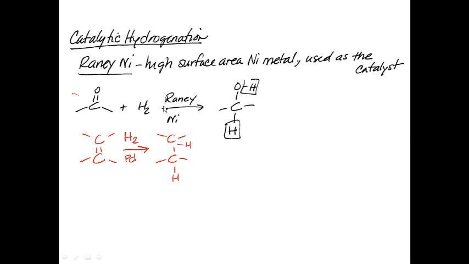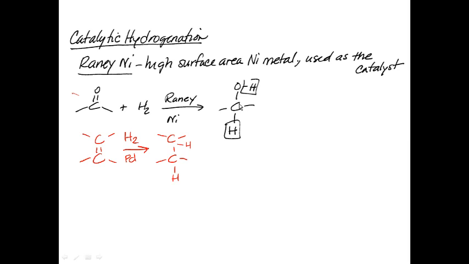If you use hydrogen and Raney nickel, you'll add two hydrogens across the carbon-oxygen double bond, and therefore you'll make an alcohol. Depending on the carbonyl compound you start with, you would make different alcohols. You would make either a primary or a secondary alcohol. It can't make tertiary alcohols because a carbon with three alkyl groups can't still have a hydrogen attached to it. So that's one way to reduce a carbonyl group: catalytic hydrogenation using Raney nickel.